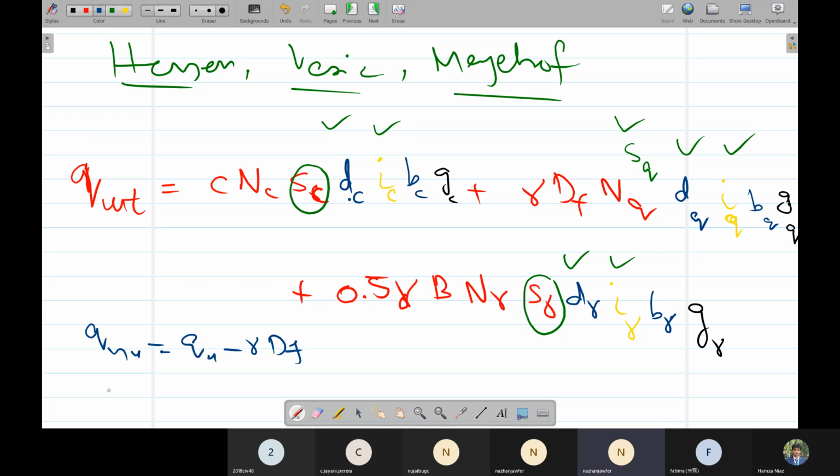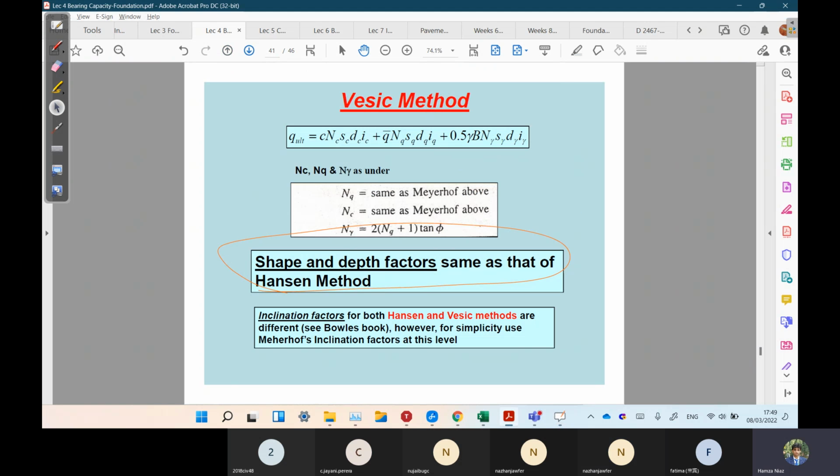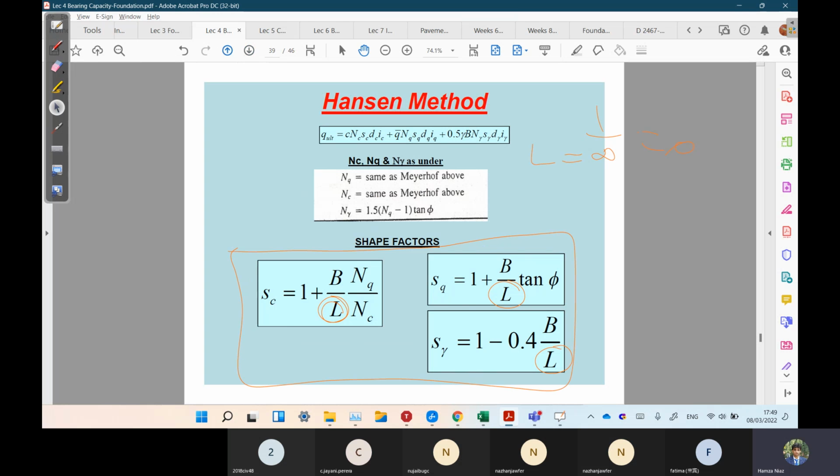Brother, if they give questions from the Hansen method or these methods, they will provide the equations for DC, IC and those things. Yes, sir. Okay. We were saying that we have to memorize the general equation, and know what these factors are. What is DC, what is DQ, and what is gamma. Very good. Okay. Thank you.